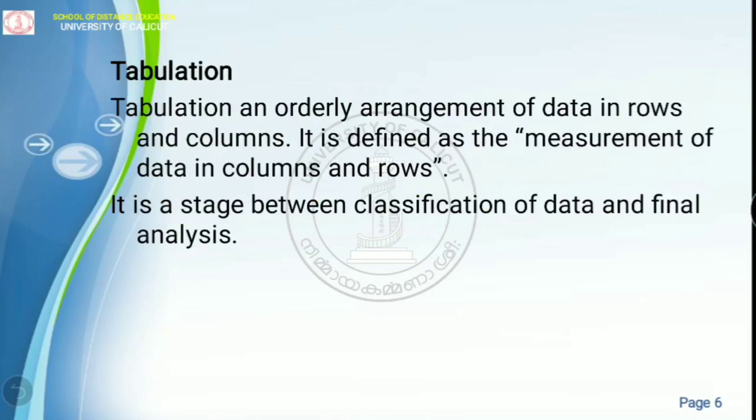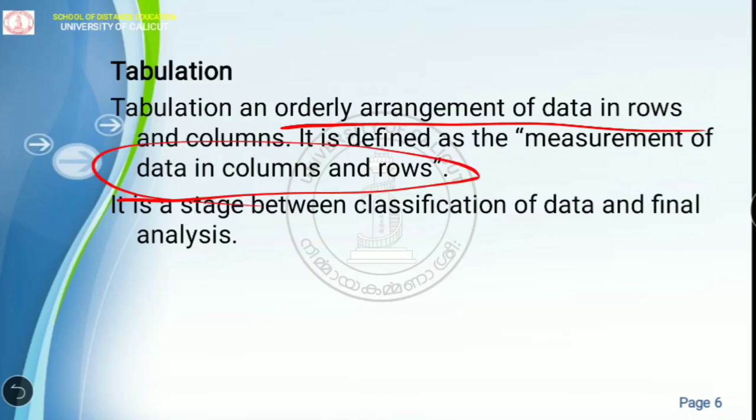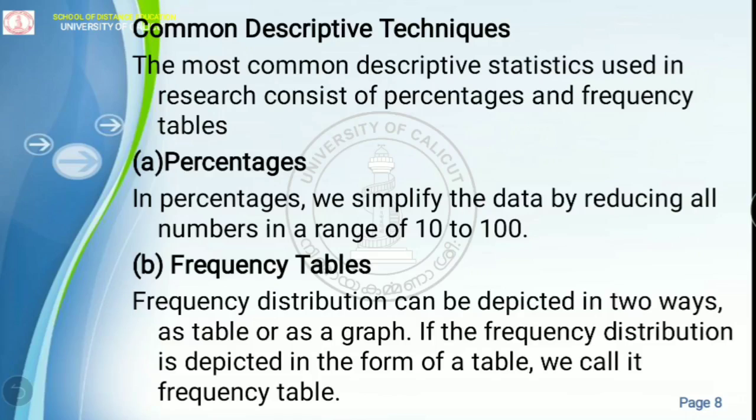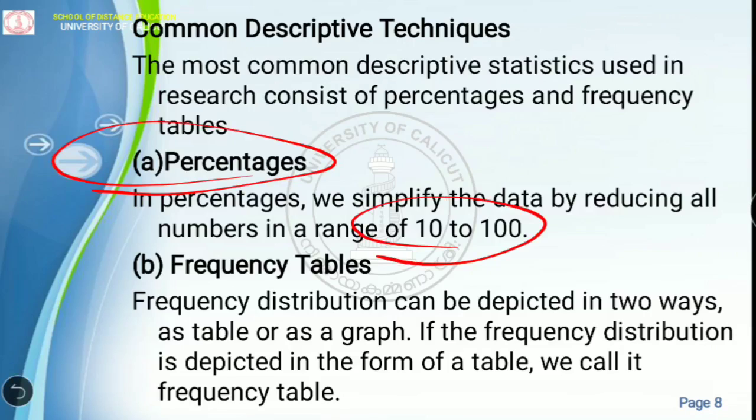And tabulation means data are arranged orderly in rows and columns. It is a stage between the classification and the final analysis of data. The common descriptive techniques or statistical methods used in research consist of percentages and frequency tables. Percentages mean we represent the data in percentages, and frequency tables show the data in a table form.